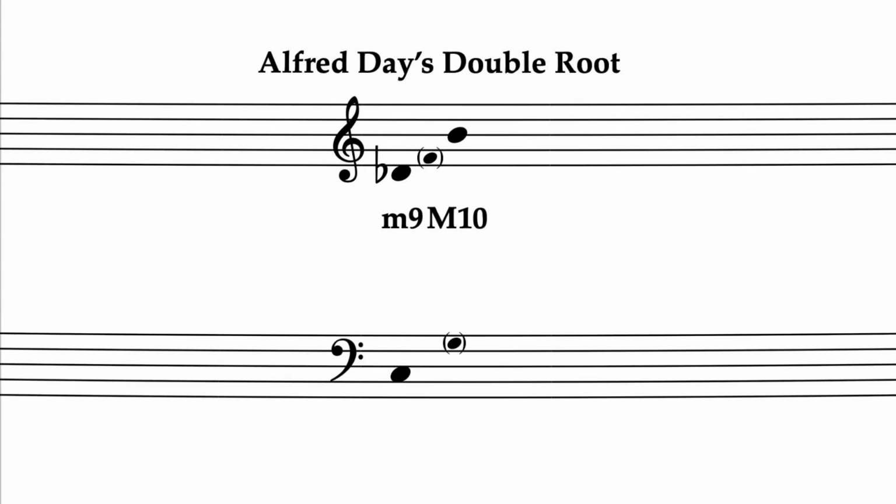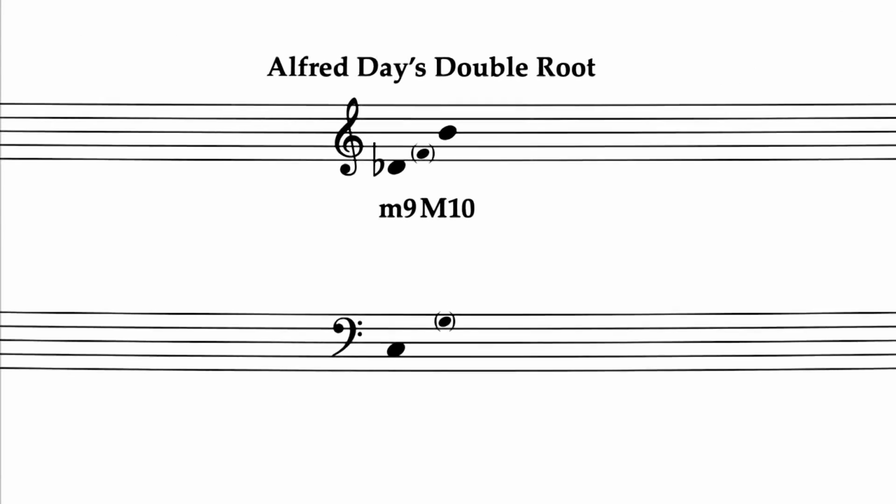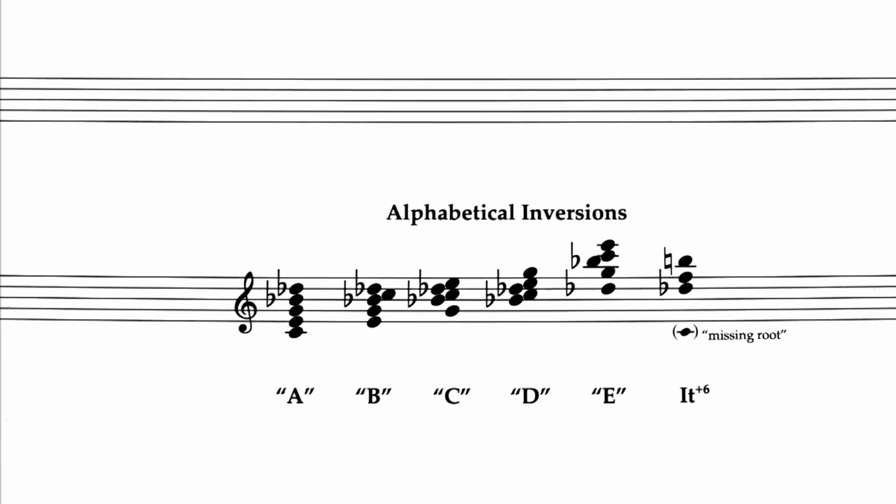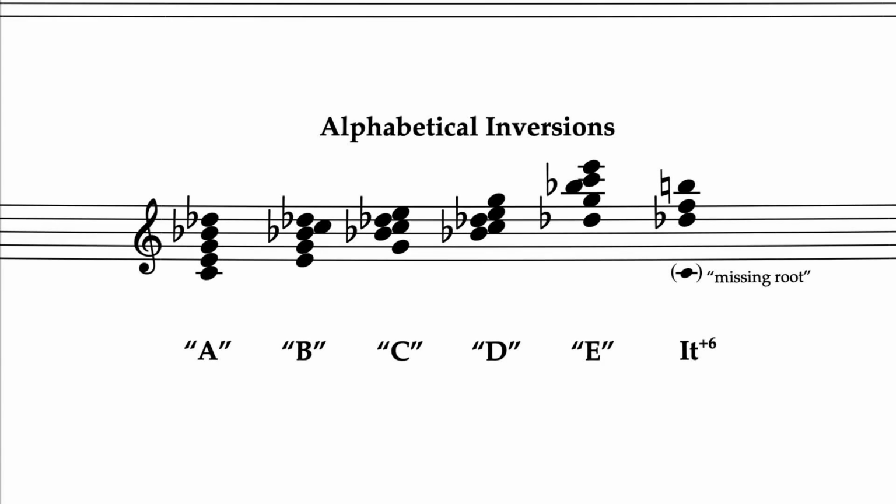This caused problems for Day when he combined this theoretical system with a letter-based system for inversions, A being root position, B being first inversion, etc. So for him, augmented sixths were inversion E, since they're built a minor ninth above the primary root, which is also missing.